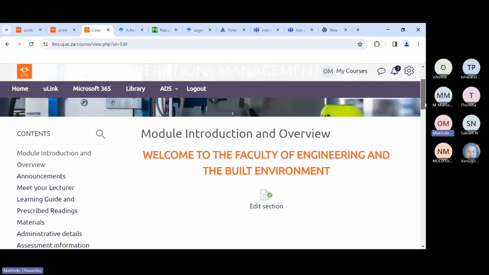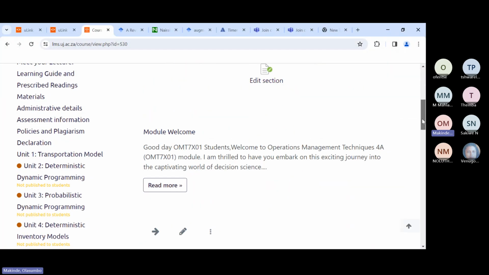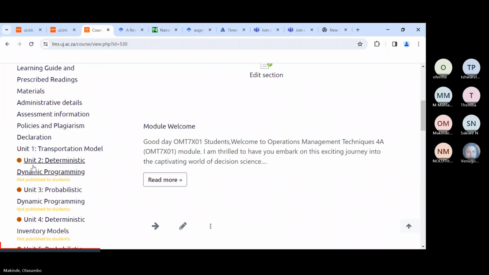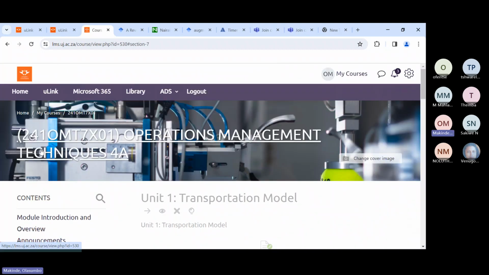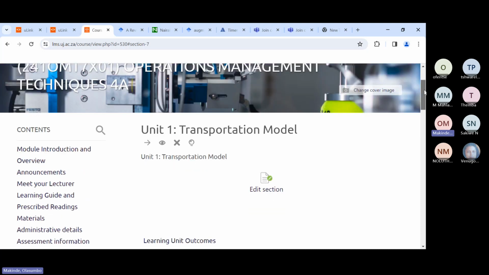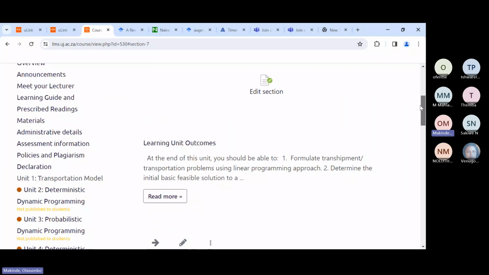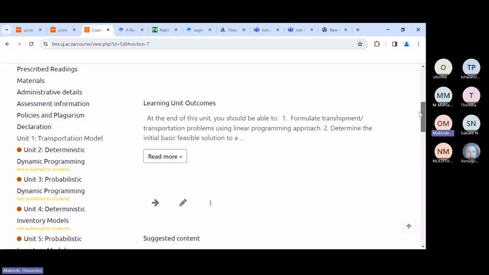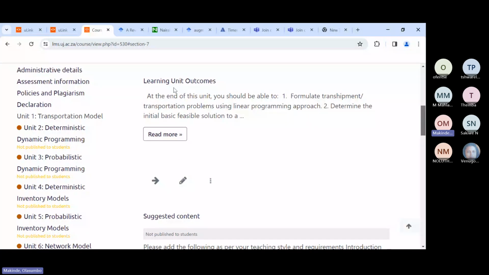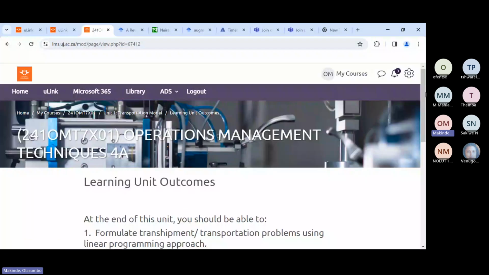From there, you can go to unit 1. You click on unit 1, and you can see that we've got the learning outcomes there. You can scroll down because there are a lot of blocks of different information. You see there are learning unit outcomes. That is the one you must first read so that you understand what we are supposed to learn as students at the end of this module. You click read more, and from there, these are our learning outcomes.